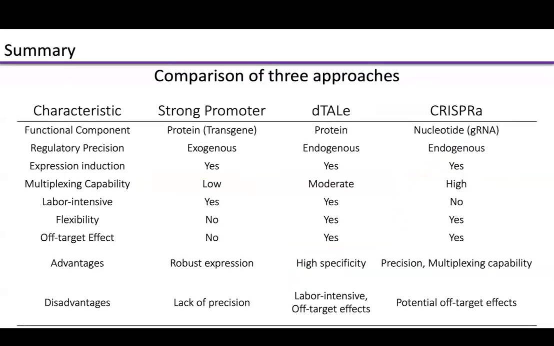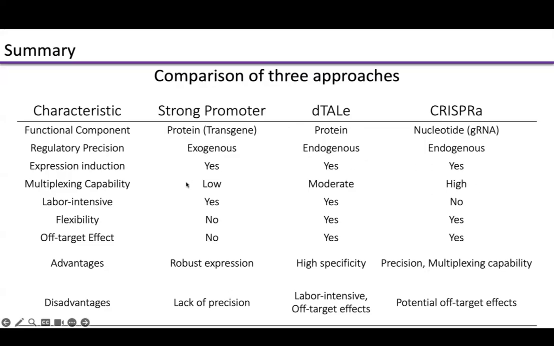Here's a summary of these three approaches. The strong promoter and the TALE method are based on protein design. CRISPRa is based on gRNA design. So compared with the former two methods, CRISPRa is much easier to manipulate and easily lends itself to multiplexing experiments. But the strong promoter is more like an exogenous induction method. TALE and CRISPRa are based on endogenous activation of the native gene.